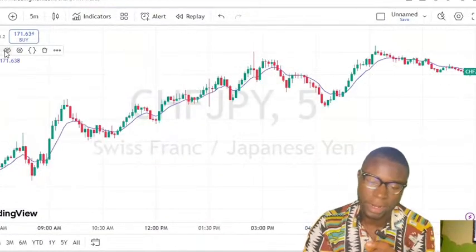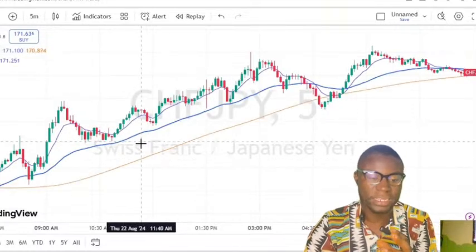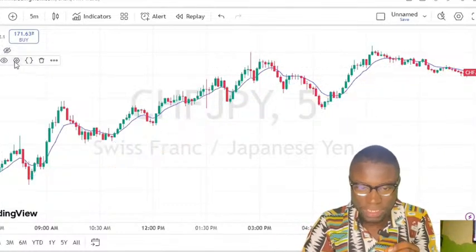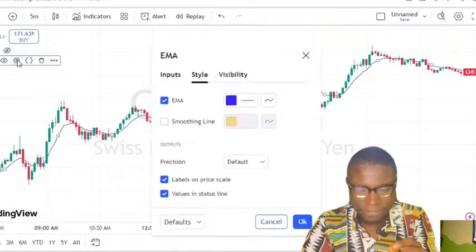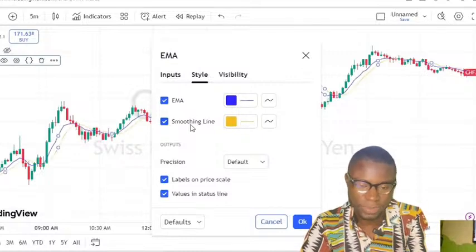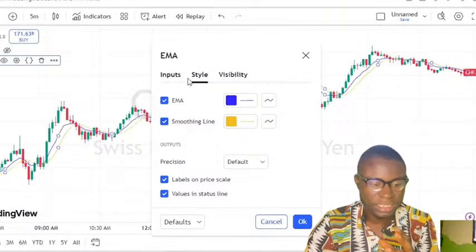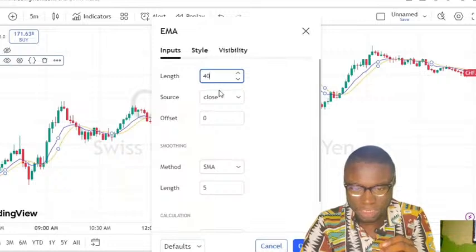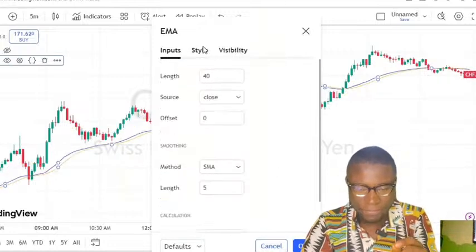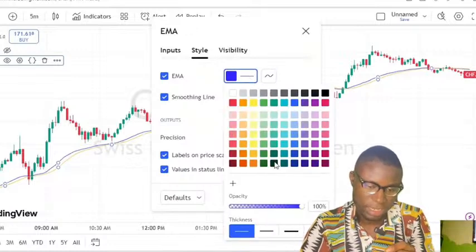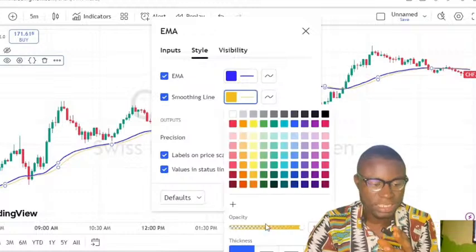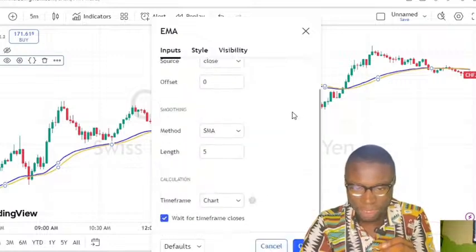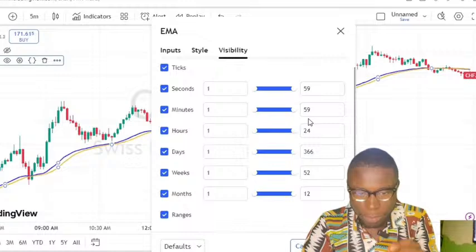So me, I already have it here, the one I set up already. This is the main chart, the one I'm using. So to show you how to set it up, come to the settings icon here, click on it. Check this smoothing line, and then come to input and select 40. Okay, 40. Then leave every other thing. Don't change anything on the visibility.